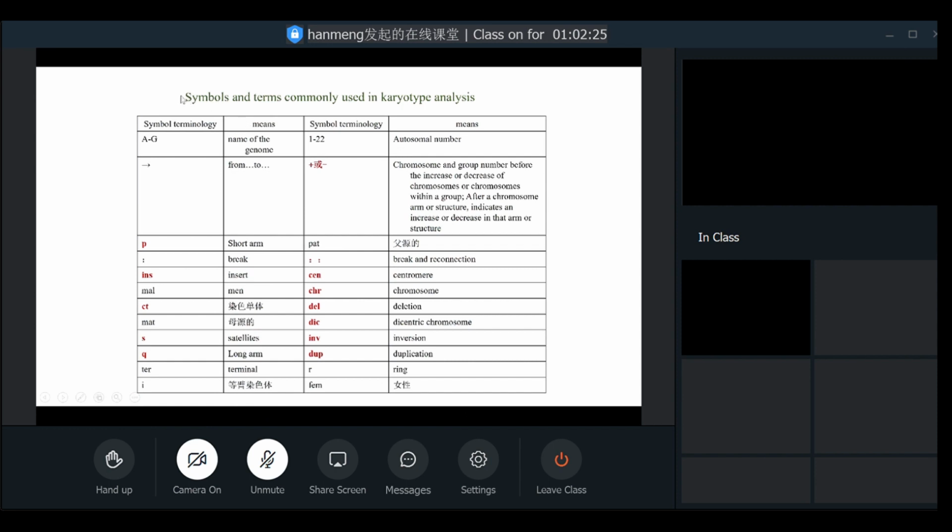And here are the symbols and terms commonly used in karyotype analysis. We learned about these in our previous class on chromosomes. For example, p, the short arm; q, the long arm; ins, insertion; cen, centromere; del, deletion; inv, inversion; dup, duplication; and so on.